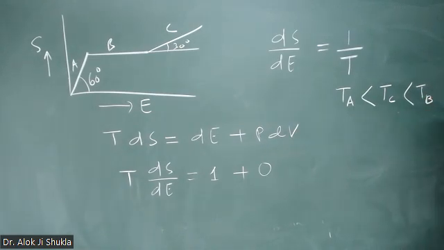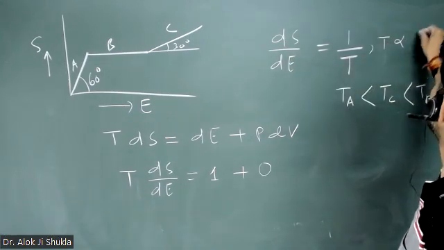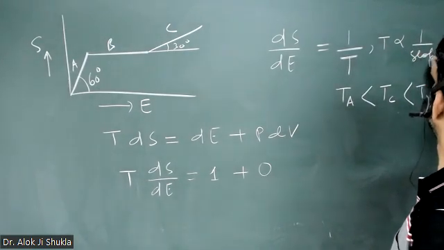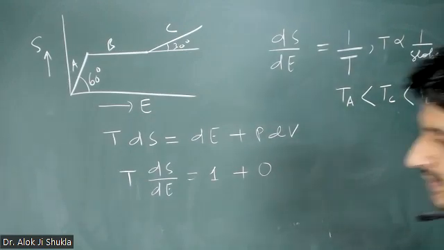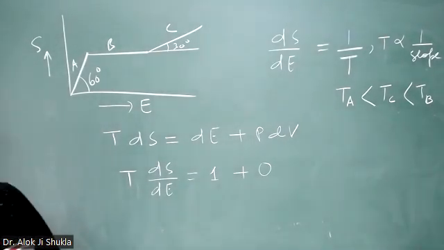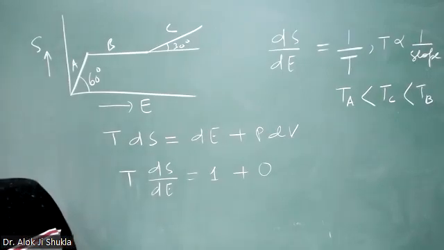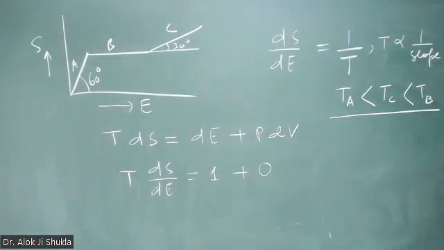Is it correct? Yes sir. This slope is 0, so T is inversely proportional to slope. Zero slope means large temperature. Is there any option like that? Option C. TB greater than TC greater than TA. Okay, understood? Yes sir.